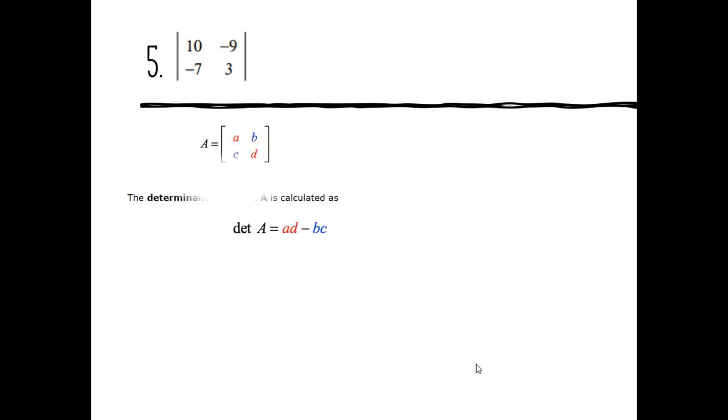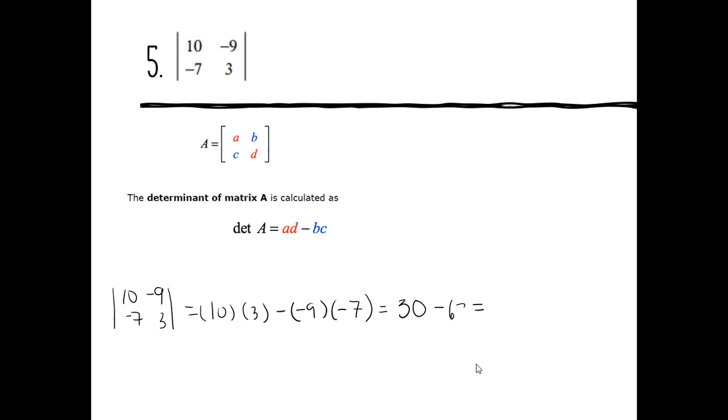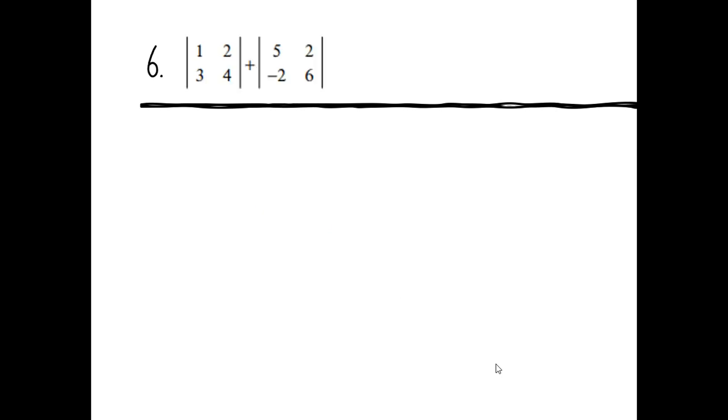And number five. Again, crisscross multiply. 10 times 3 minus -9 times -7. So again, the two negatives will become positive. That's how we get -63. So 30 minus 63. And we end up with -33.